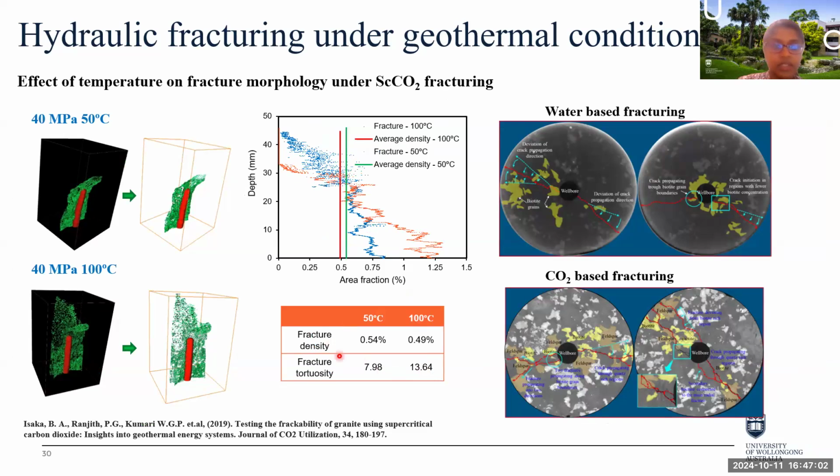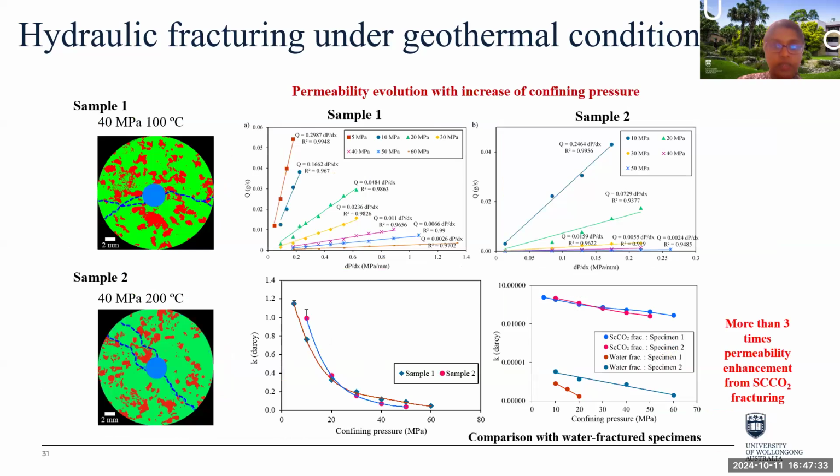Here you can see how fracture tortuosity increases with temperature and how average fracture density changes. We observed at high temperature, CO2 has potential to percolate into thermally induced microcracks, forming new cracks or propagating existing fractures. And compared to water-based fracturing, CO2 produces complex fracture networks with multiple fractures and connections. These microstructural observations help to explain the flow characteristics of induced fractures under high pressure, high temperature environments.